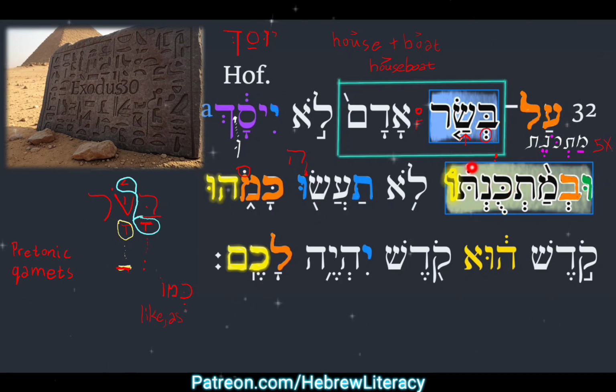Uvmatkhunto, and by its measure, lo, not, taasu, you shall not make, kamohu, like who. Well, who's easy? That reminds us of the word who with an olive at the end. Him, meaning it, like it. Right? So we had by his measure, literally, and like him. You shall not make like him. Why him? Because it's masculine. The shemen, mishcha, is masculine. Shemen. We're still talking about that. Okay, continuing.